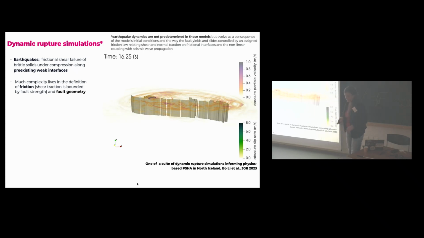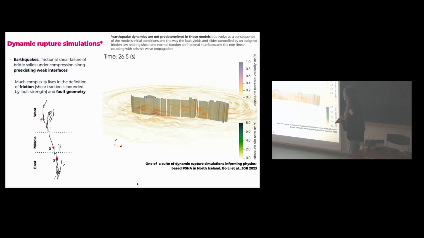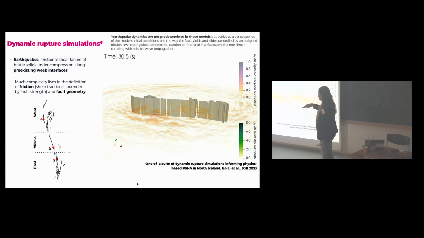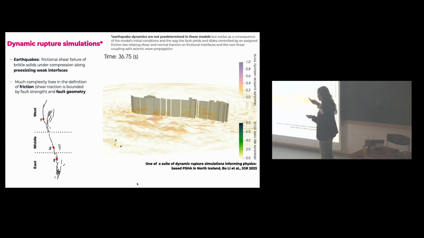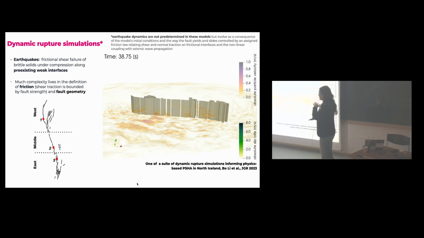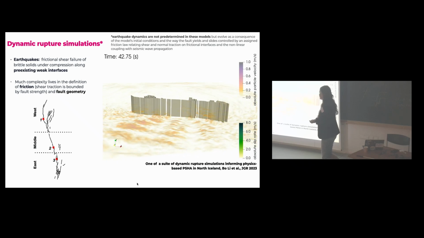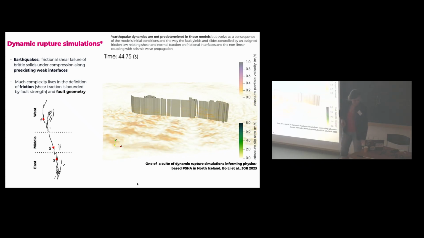What you're seeing here is an example of such a dynamic rupture simulation. This is one of a suite of models that informed physics-based probabilistic seismic hazard assessment in North Iceland. And this was the fault system geometry that we were able to incorporate in these models, and then try to understand, does all of this heterogeneity in fault structure actually limit, for example, the maximum possible magnitude that this fault system can host, which is a very important parameter for PSHA.